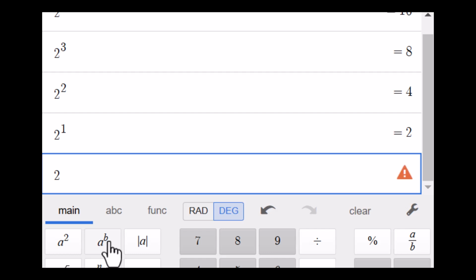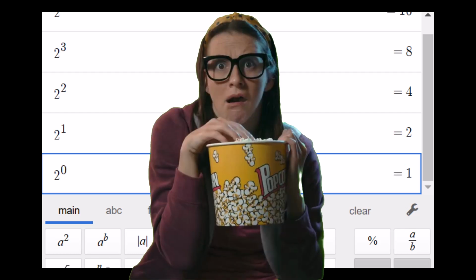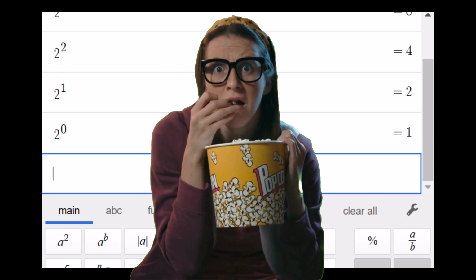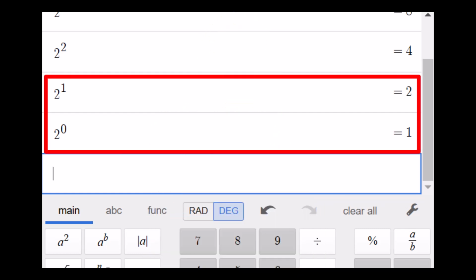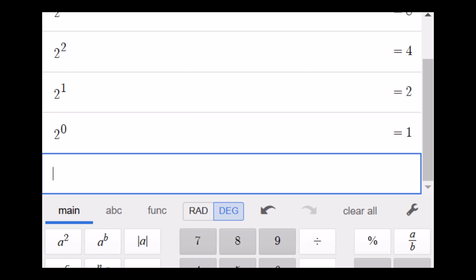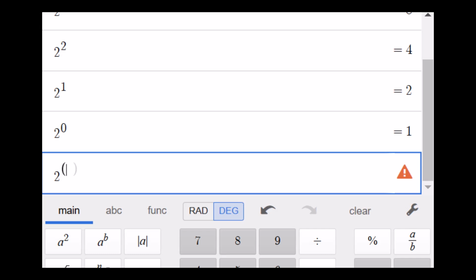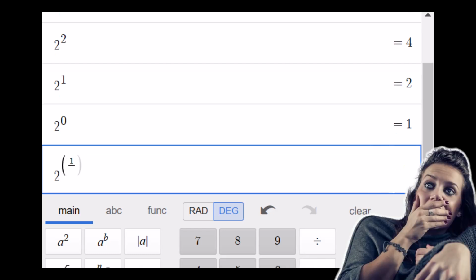Check this out. Something very strange is about to happen. Something kind of horrific, actually. Look, if you have 2 to the first power and that equals 2, and you have 2 to the 0 power and that equals 1, what would 2 to the 1/2 be? Other than a nightmare, because you have a fraction as an exponent.